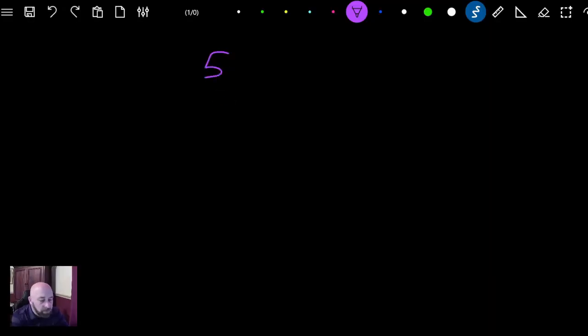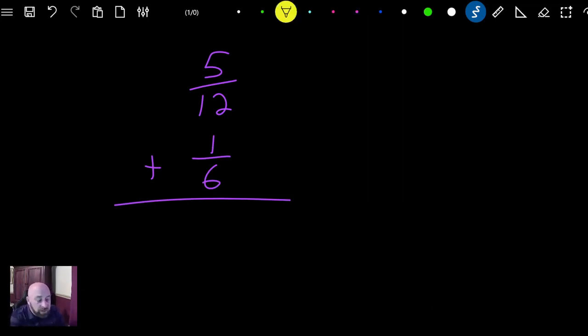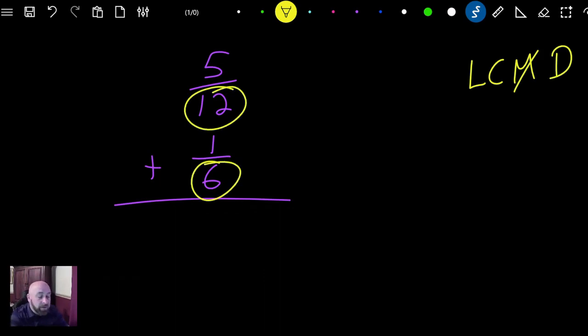5 over 12 plus 1 over 6. Okay? We want to add those together. Well, we cannot add those together yet. We can add those together, but we can't add those together yet. We have to get what's called the common denominator. How do we find the common denominator? Well, what we want to do is find the LCM. You also hear me call this the LCD, least common denominator. And that's what we need right now, the least common denominator.